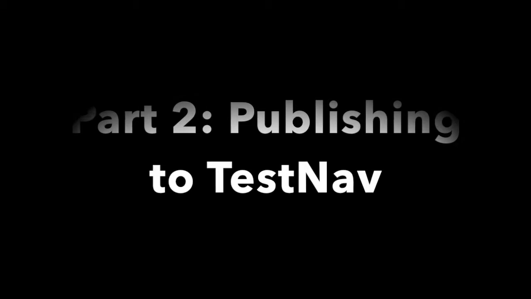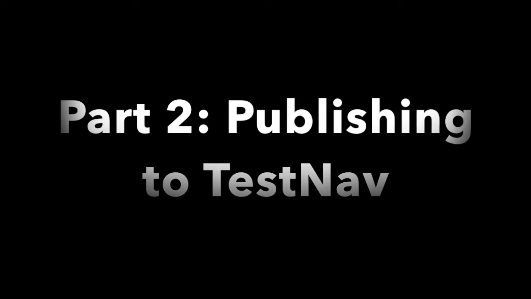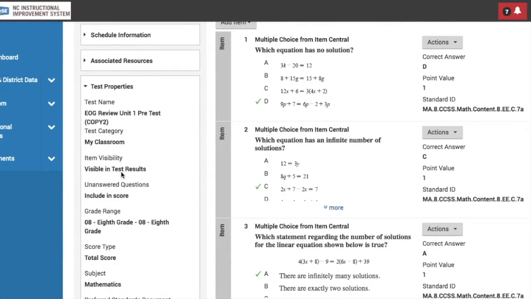Now that you have an assessment you would like to use, there are a couple of more steps to make it available. Schoolnet uses a separate program called TestNav that this test will need to be published to. Part 2 will walk you through this process. Come down to the Test Properties section.